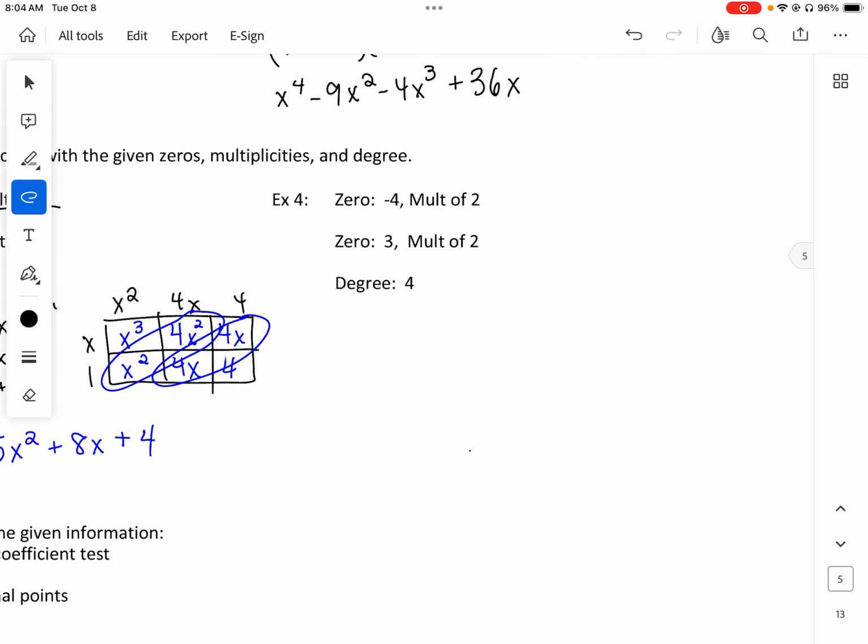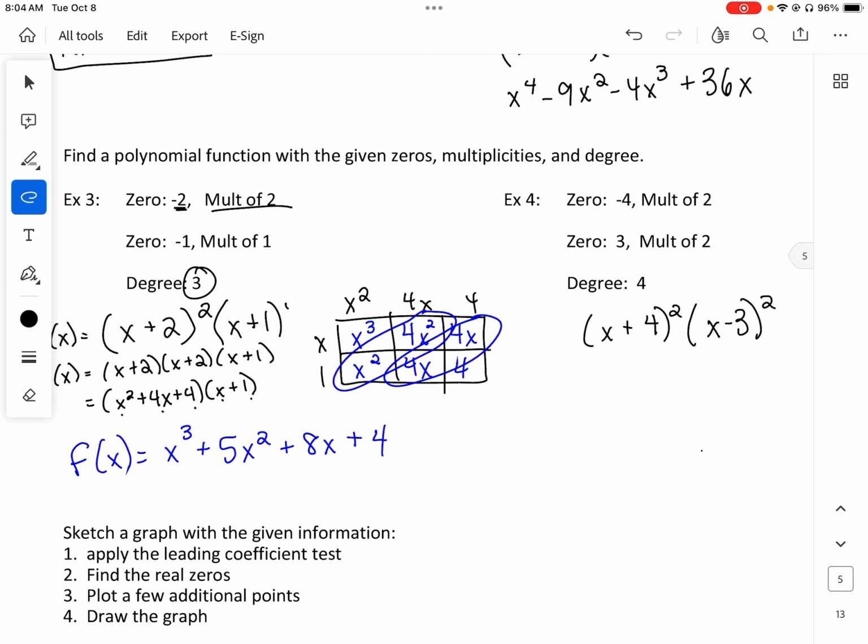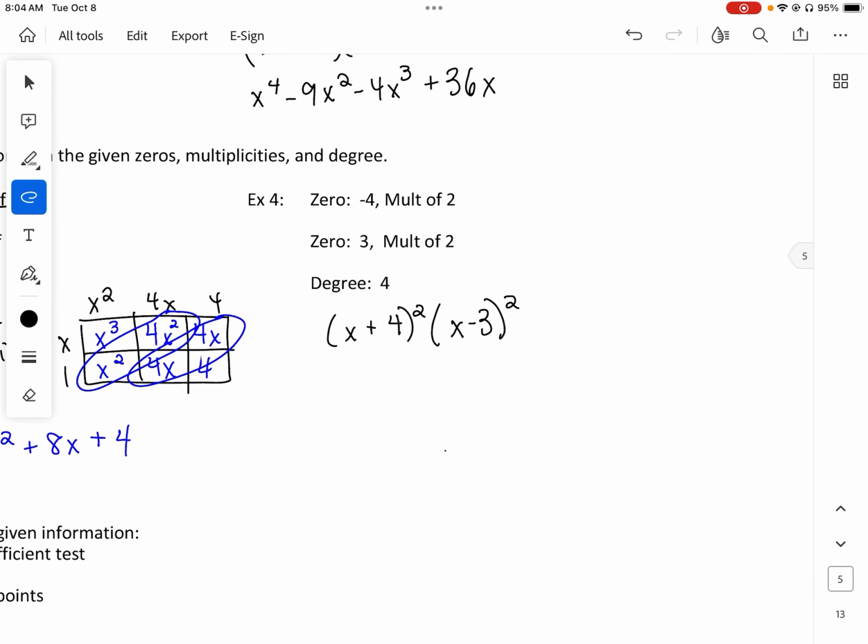We have a 0 of negative 4 with multiplicity of 2, so that means x plus 4 squared. 0 of 3 multiplicity of 2, x minus 3 squared. Degree of 4. Oh, I forgot to check that. This says degree of 3, biggest exponent 3, degree of 3. So that's how you could check your work. All right, so now we need to do some work. So this means x plus 4 times x plus 4. This means x minus 3 times x minus 3.